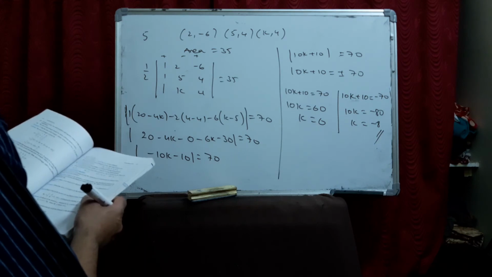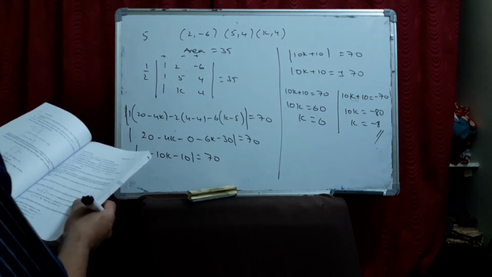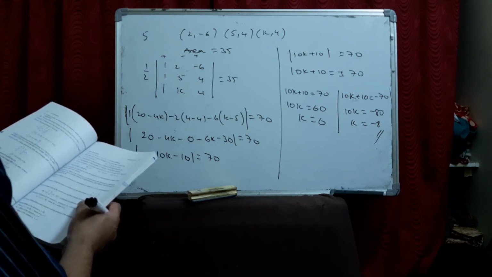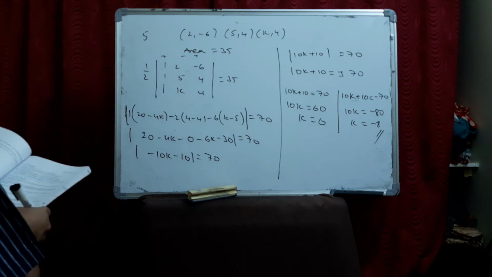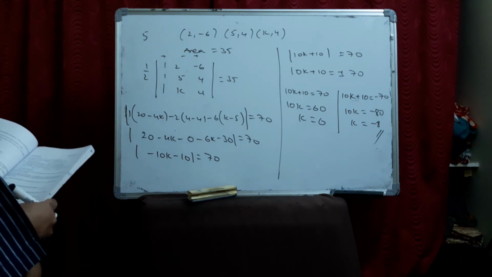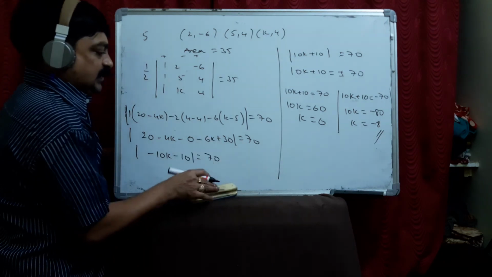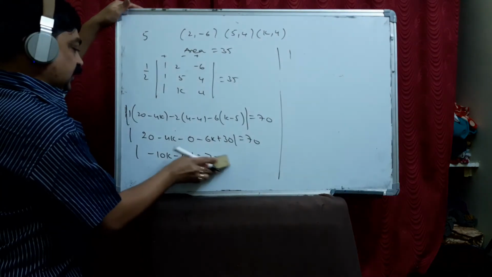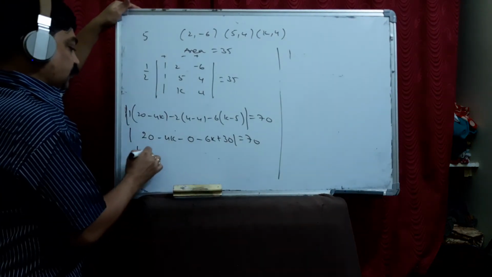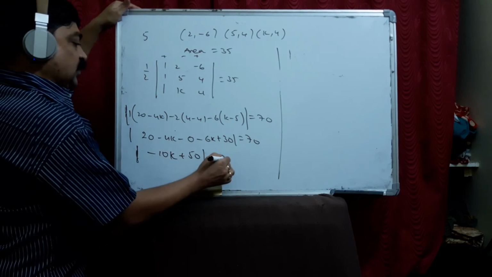1 into 20 minus 4k, minus 2 of 4 minus 4, minus 6 of k minus 5. Okay, 20 minus 4k minus 0 minus 6k. Oh my god, I did wrong here. It is plus, I'm sorry, it is plus 30. It becomes minus 10k plus 50 is equal to 70.